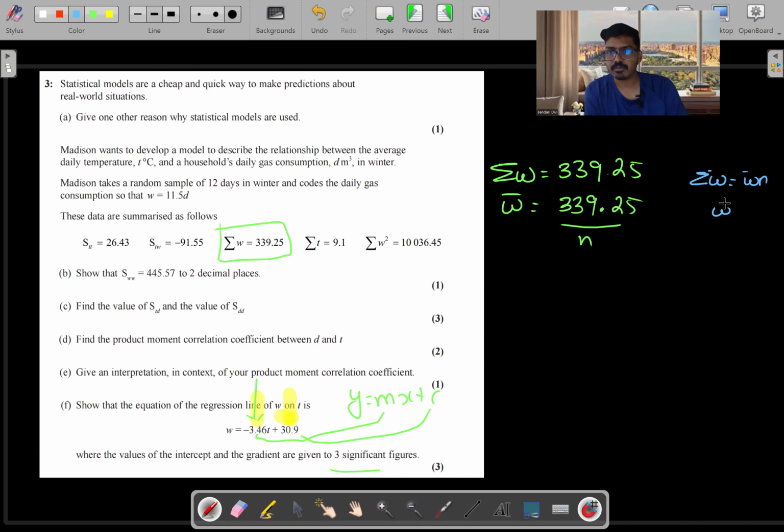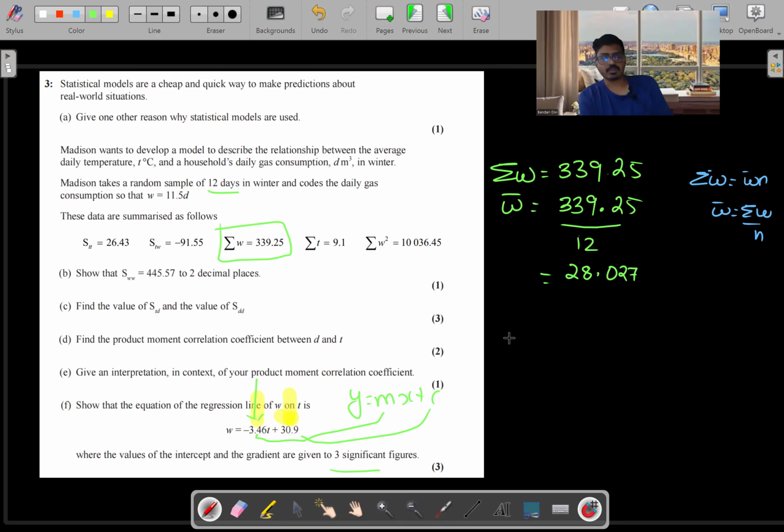So if you take W bar, which is equal to sigma W upon N, that is how I got it. Sigma of W is given in the equation, which we already know from here. And what is our N value? It is 12, that is 12 days. So we will calculate sigma of W, which is going to be 28.027. Okay, so this will be our value for W bar.